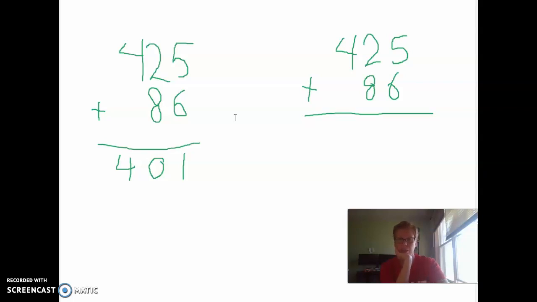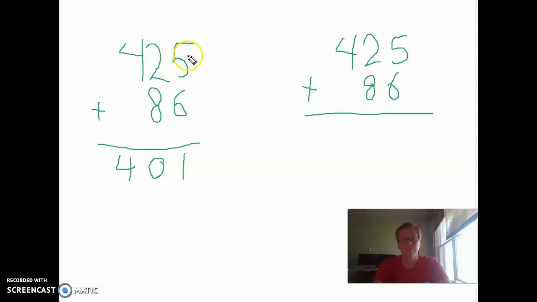Well, I lined up my place value spots correctly. I have one number in each place value spot in my answer. I started adding in the ones place. That's where I started adding, right? 5 plus 6 is 11. But what did I do wrong? I did not carry. Mistake number 4, I did not carry.